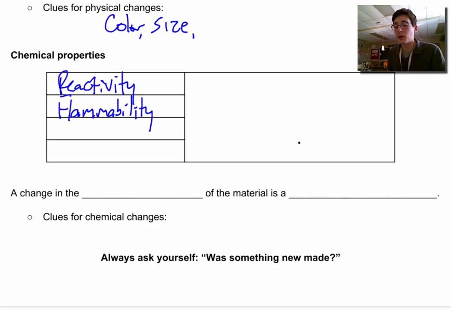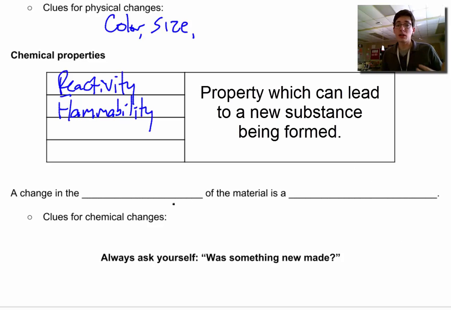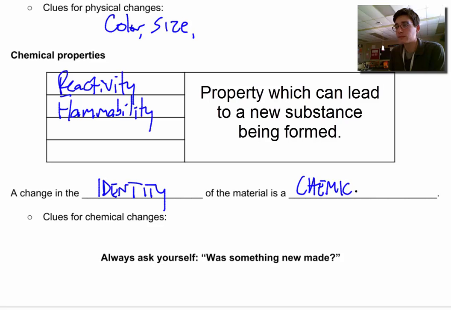But the gist of a chemical property is that it is a property which can lead to a new substance. So it's a change that we can make that gives me something completely new. A change in the identity of the material is a chemical change. If I start with a single substance, like when I burn something, and I do something to it and now I have something brand new, you get ash, you get some gases that are let off, that is a chemical change.